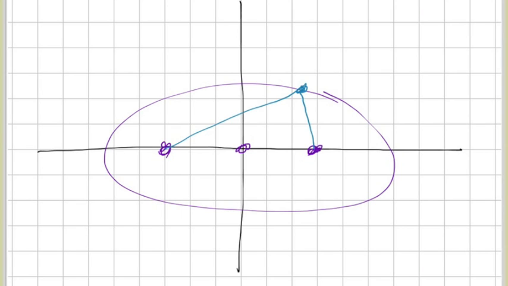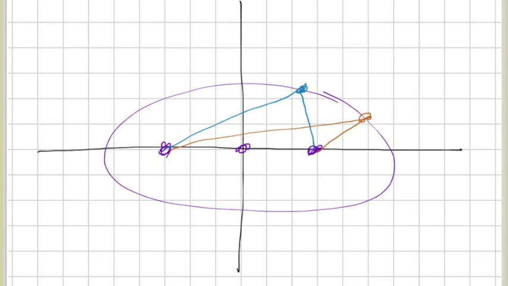Okay? So if I add up what those two line segments are, I'm going to get some answer. If I pick any other point, say this point over here, and I add up those two distances, it should be exactly the same as the blue line segments.